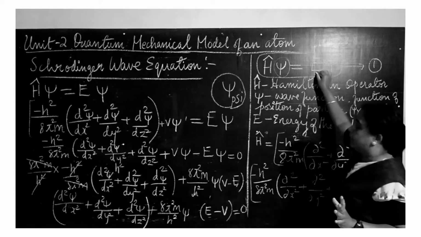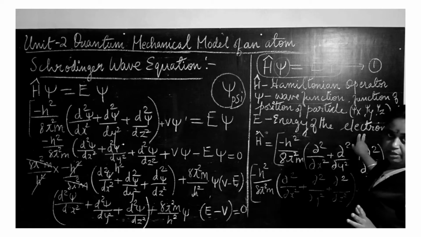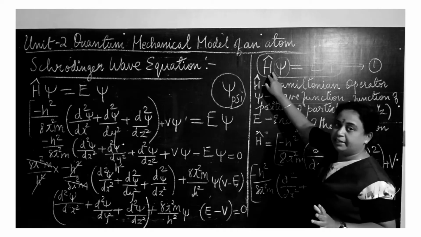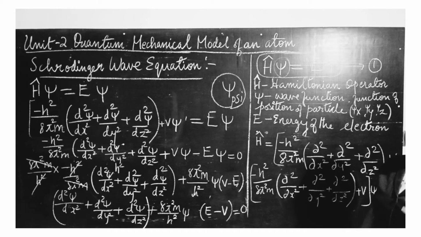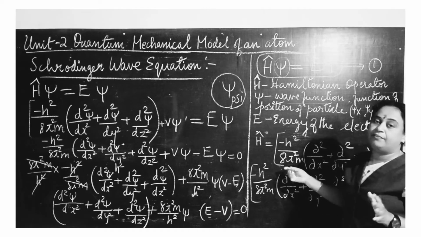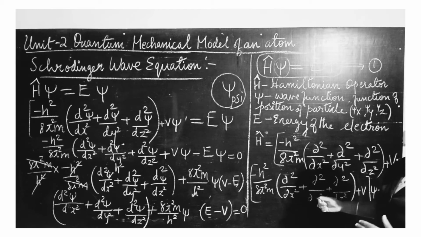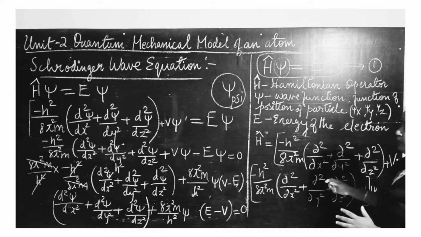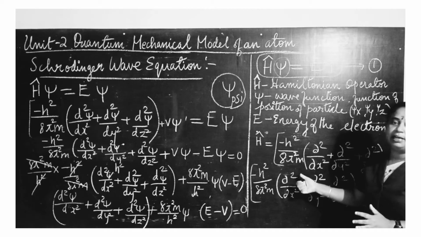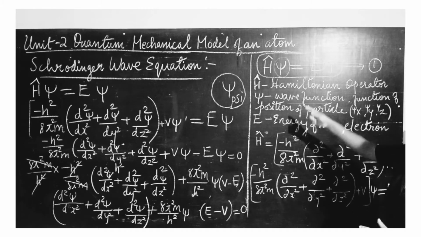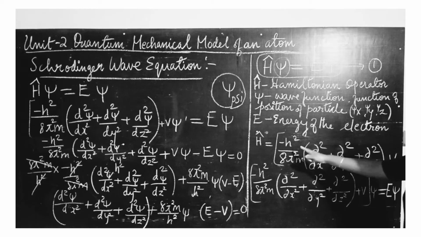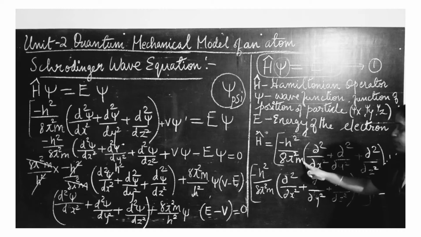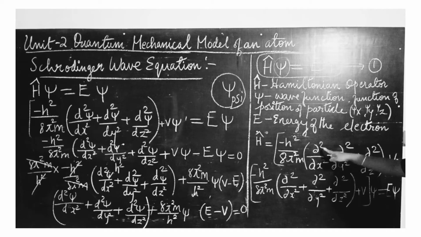Now what is E? E is the energy of the electron. The Hamiltonian operator has one particular expression. The Schrodinger wave equation is a differential wave equation, obtained by using the expression of the Hamiltonian operator. Please notice this: minus h square by 8 pi square m into dou square.